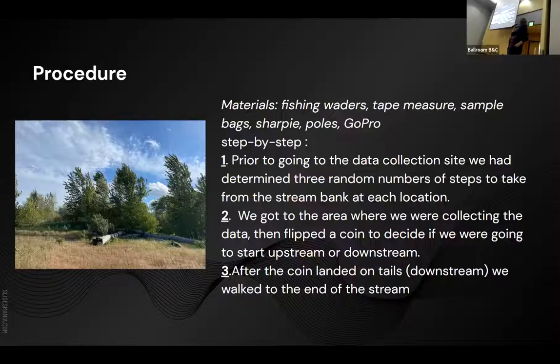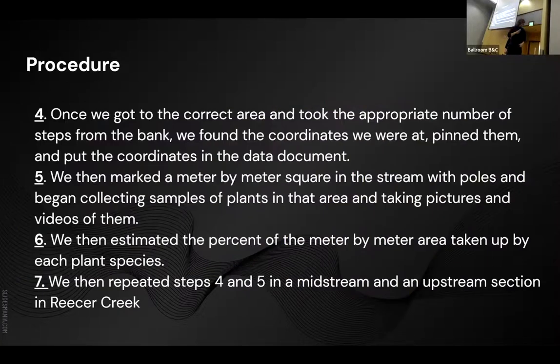We got to the area where we were collecting our data and then flipped a coin to decide whether we would start on the upstream or the downstream section. The coin landed on tails, which was our downstream, and we walked to the end of the stream. After that, once we got to the correct area, we took the appropriate number of steps from the bank and found the coordinates that we were at. We pinned them, and then we put them in our data document so we could use them later in a map.